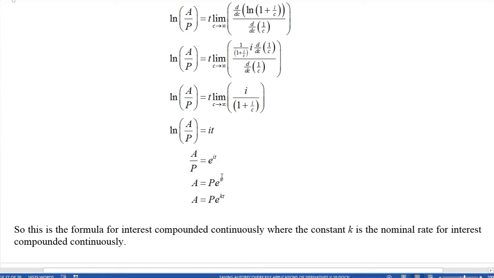And what is that k? That k is the I, the nominal interest rate, when it is compounded continuously. And so we prove the compound continuous formula for interest, which I'm sure you've used before in your algebra classes.